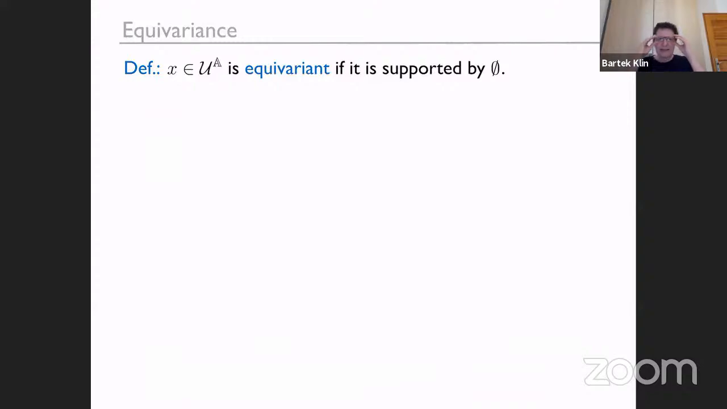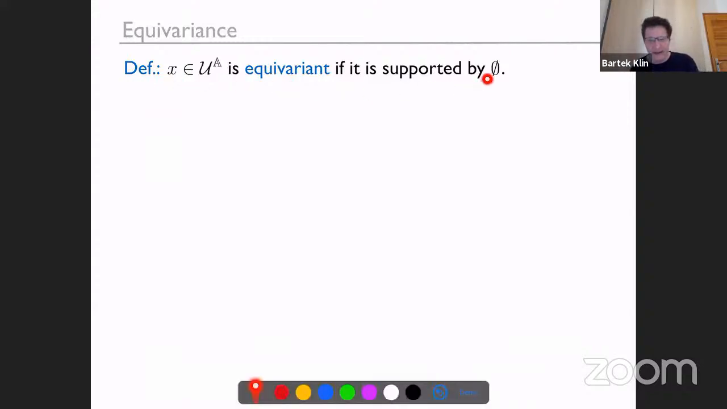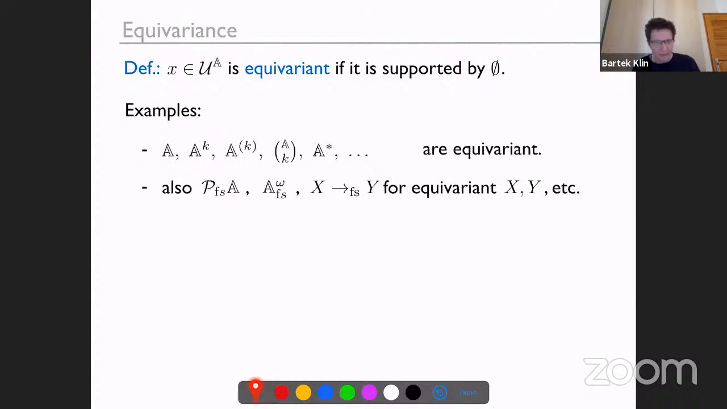Right. A special case of being finitely supported is the property of being equivariant. We say that an object is equivariant if it is supported by the empty set. Now, this is a useful notion to think about because there is one parameter less to think about, the support, and there are plenty of useful examples of equivariant things.